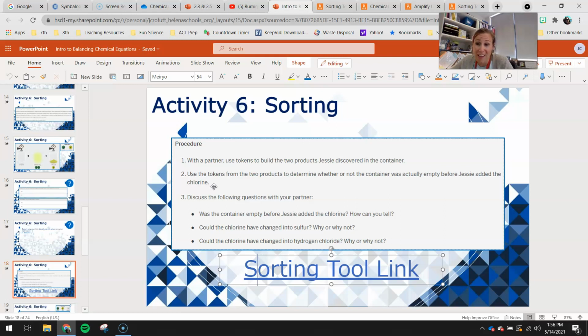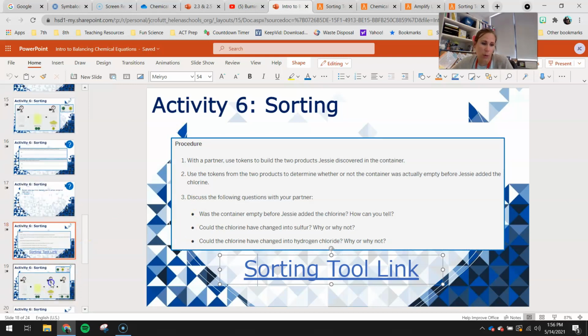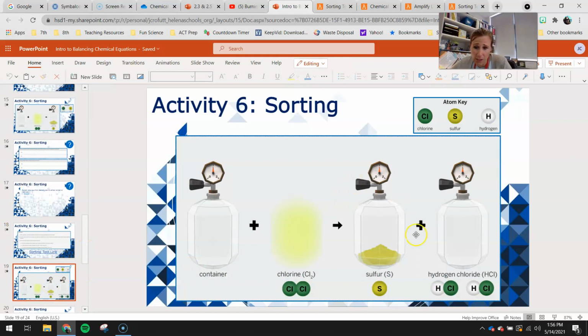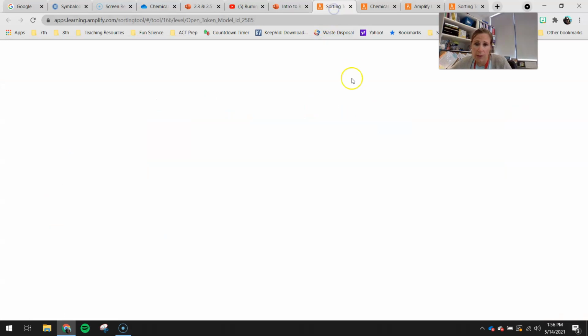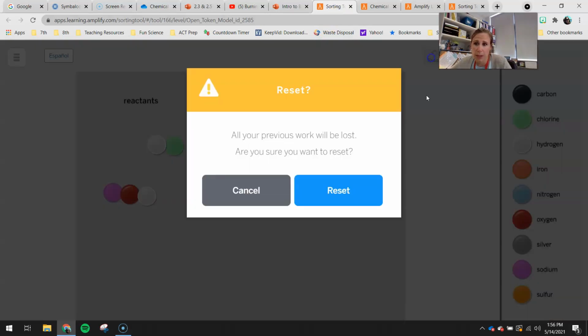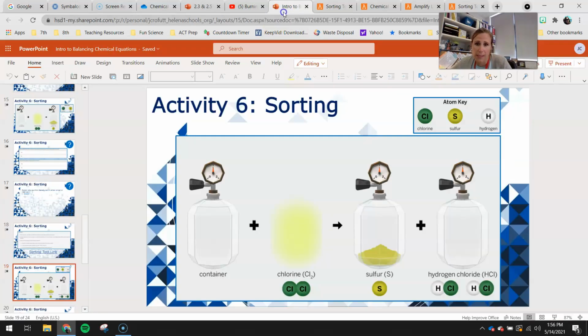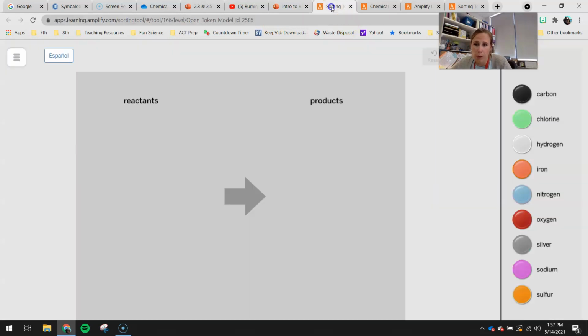And that'll answer the question as to whether or not that container was actually empty that Jesse added the chlorine gas to. So let's go ahead and take a look at what we're building here. Let's start with our sulfur right here. We're going to add those together in our sorting tool. We can go ahead and reset if you guys haven't done that from the last time. So we built sulfur as one of our products.